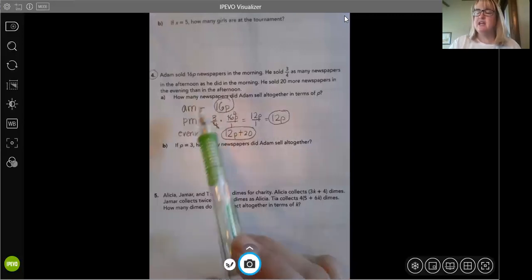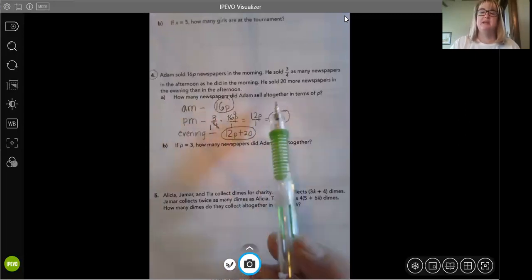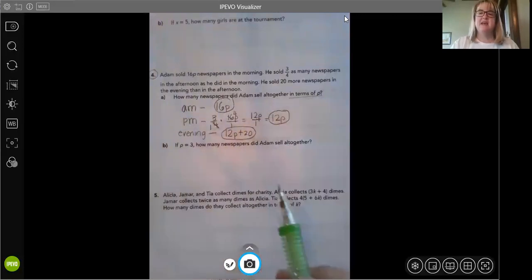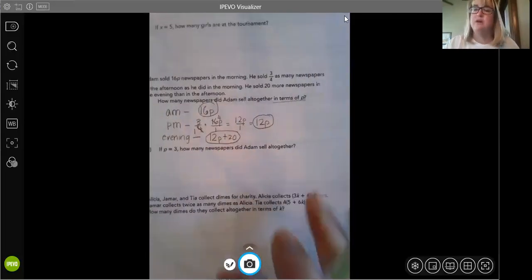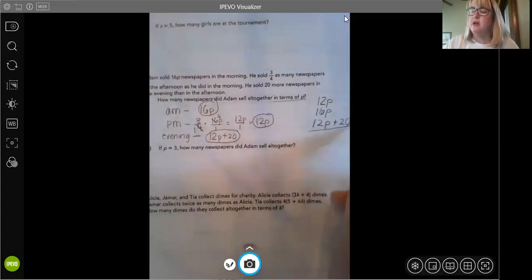Let's look at the question again. How many newspapers did Adam sell altogether in terms of P? And remember, when it says in terms of P, all that means is that P needs to be a part of your expression. So if we want to know how many altogether, that's an adding problem. So we are going to add 12p for the afternoon, 16p for the morning, and then 12p plus 20 in the evening. We've got to add them all up.